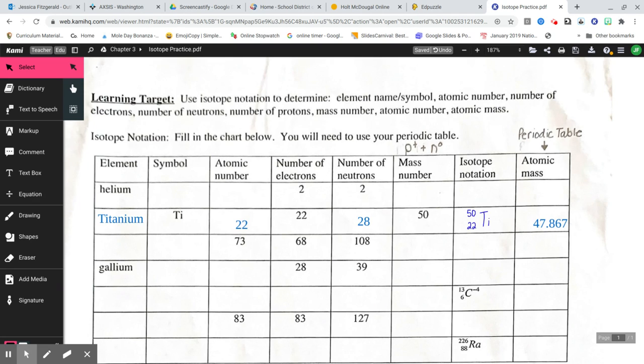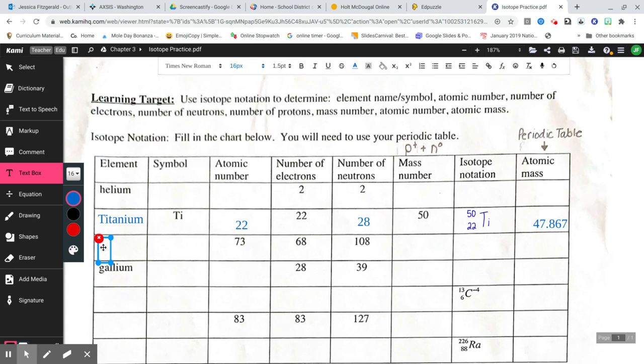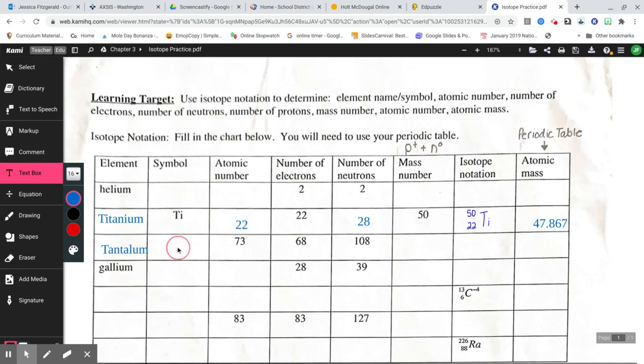So let's take a look at our next one. To determine what element is in our second example here, we're going to focus on the atomic number 73. So we're going to go to the periodic table and find the element that has the atomic number 73. And that is tantalum. The symbol is Ta.